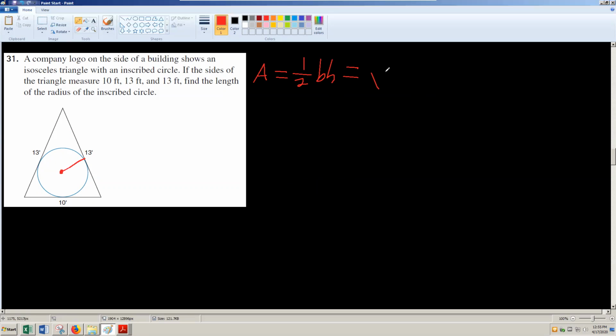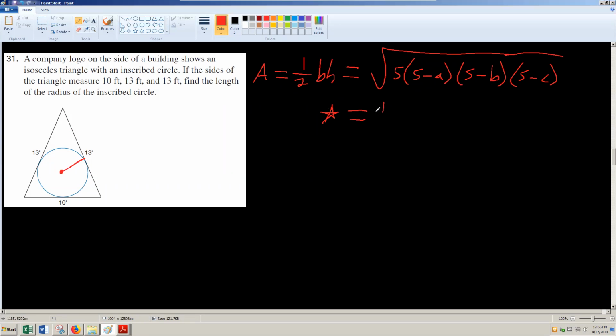Another way is Heron's formula: semi-perimeter times S minus A, where A is a side length, times semi-perimeter minus B, where B is a side length, and then semi-perimeter minus C, where C is a side length. And a third way, which is the way I want to focus on, is 1/2 the radius of the inscribed circle times the perimeter. So this is the one I want to focus on.